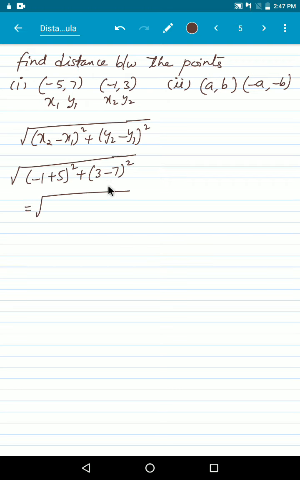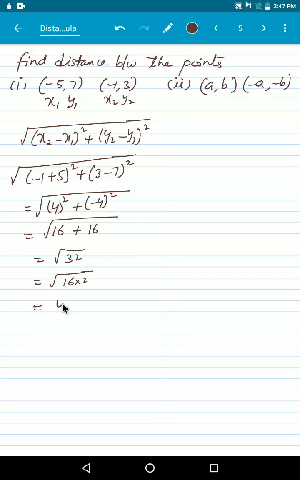So this will give us minus 1 plus 5, 4. So it is 4 square plus 3 minus 7, it is minus 4, so (minus 4) square. So 16 and (minus 4) whole square is also 16. So 16 and 16 will give us 32, or we can write this as 16 multiplied by 2. Root 16 is 4. Root 2 is root 2 only, right? So this is the distance.